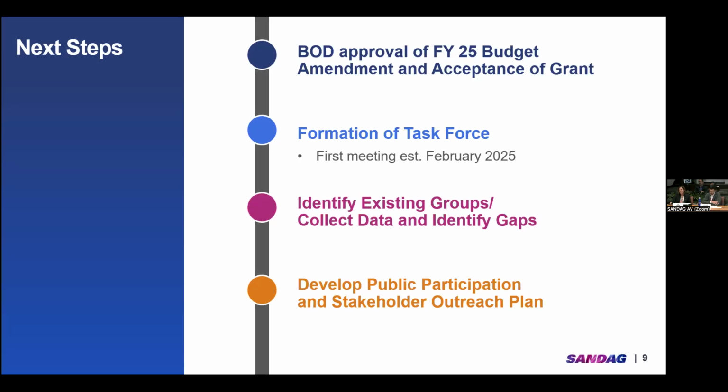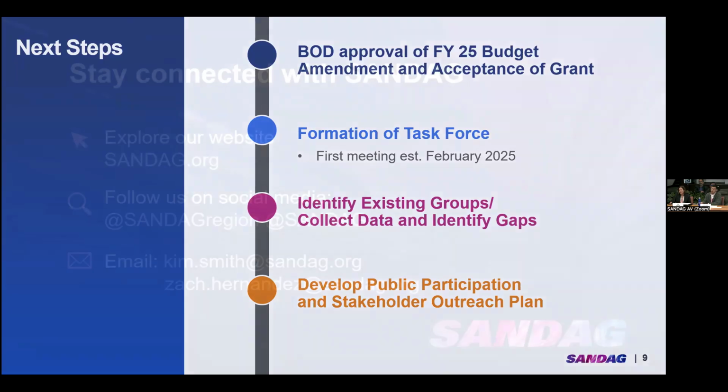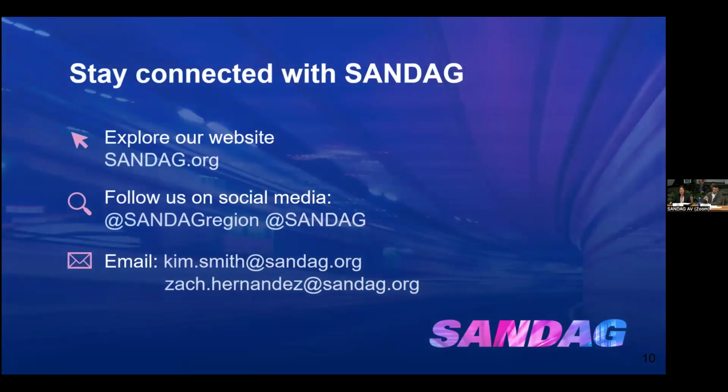Then we're going to move forward and continue to identify the existing groups, the existing projects, the efforts, collecting data and identifying gaps for other environmental impacts occurring along the border. And then finally, developing a public participation and stakeholder outreach plan. We will be coming back to this committee for policy guidance, recommendations, and updates as we develop that plan. So that concludes our presentation today, and we'd be happy to take any questions you may have.